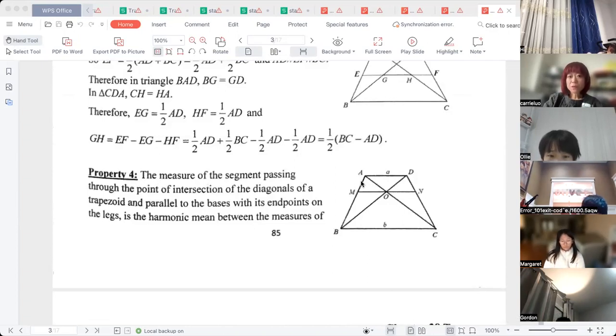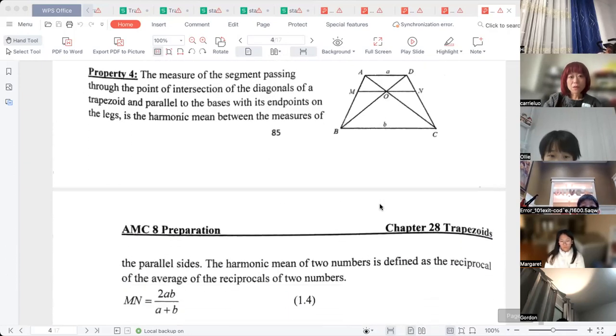The measure of the segment passing through the point of intersection of the diagonals of the trapezoid and parallel to the bases, with its endpoints on the legs, is the harmonic mean of the measures of the parallel sides. The harmonic mean of two numbers is defined as the reciprocal of the average of the reciprocals of the two numbers. So let's take a look at this one, okay? AD equals A and BC equals B. And MN equals A times B times 2 divided by A plus B. So please copy this down.